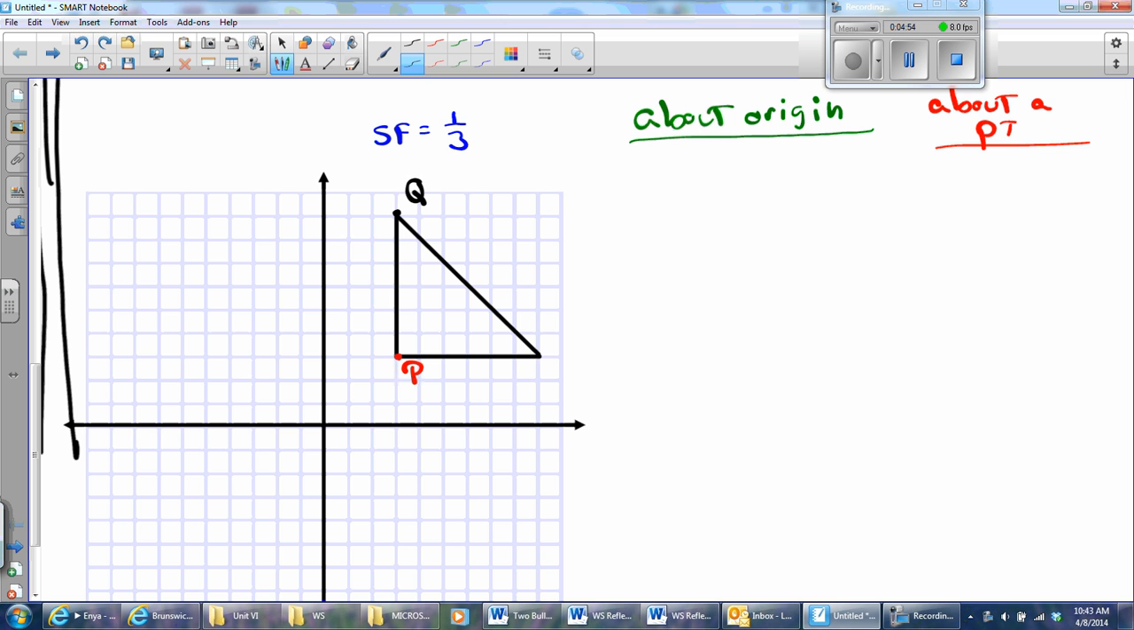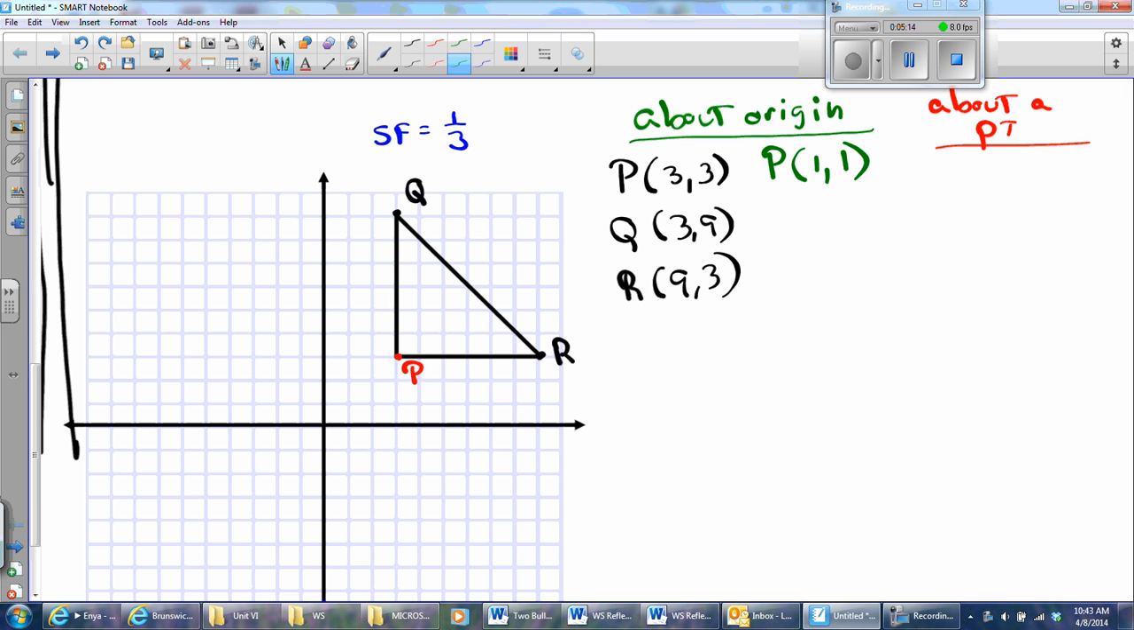I got P, Q, and R. So point P is at (3, 3), I believe. Point Q is at (3, 9), and point R is at (9, 3). Okay, so the new points will be (1, 1), (1, 3), and R will be (3, 1). How did I get that? Well, I multiplied 1/3 times 3. 1/3 times 3 is 1. 1/3 times 9 is 3. All I did was multiply the coordinates.